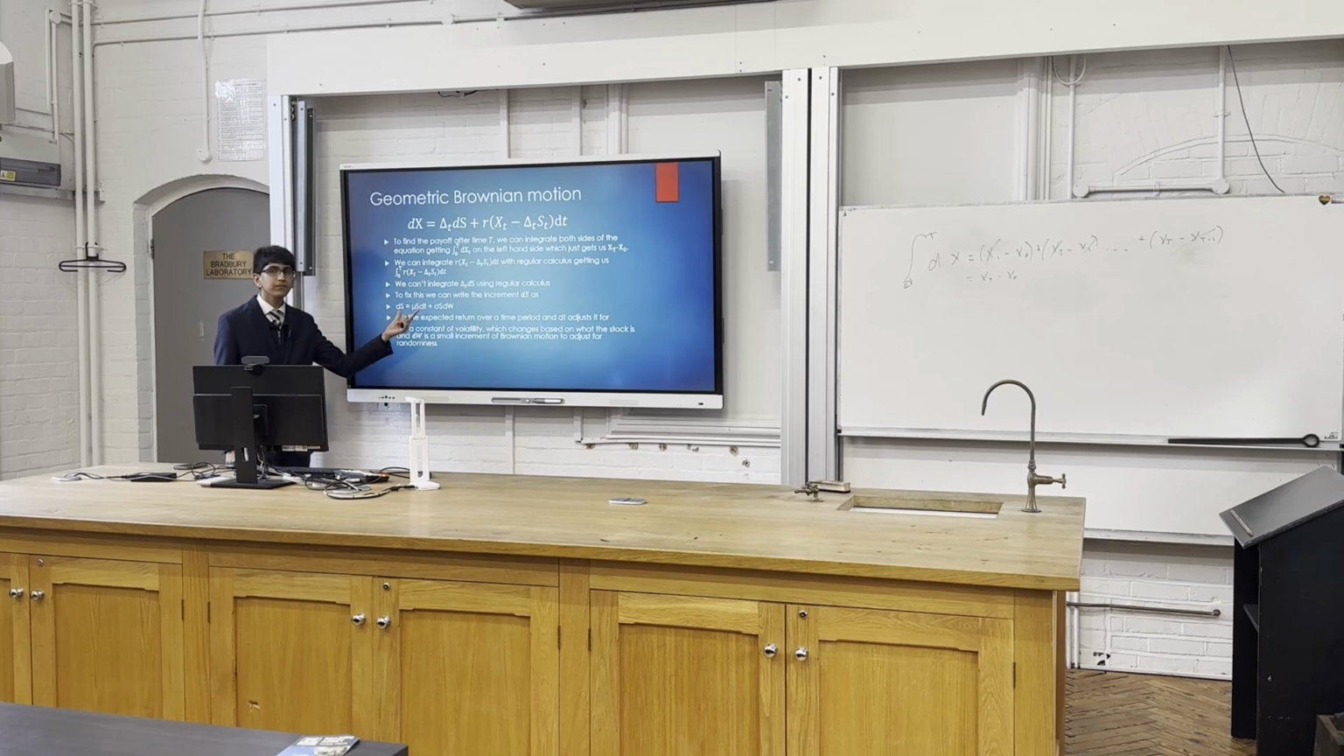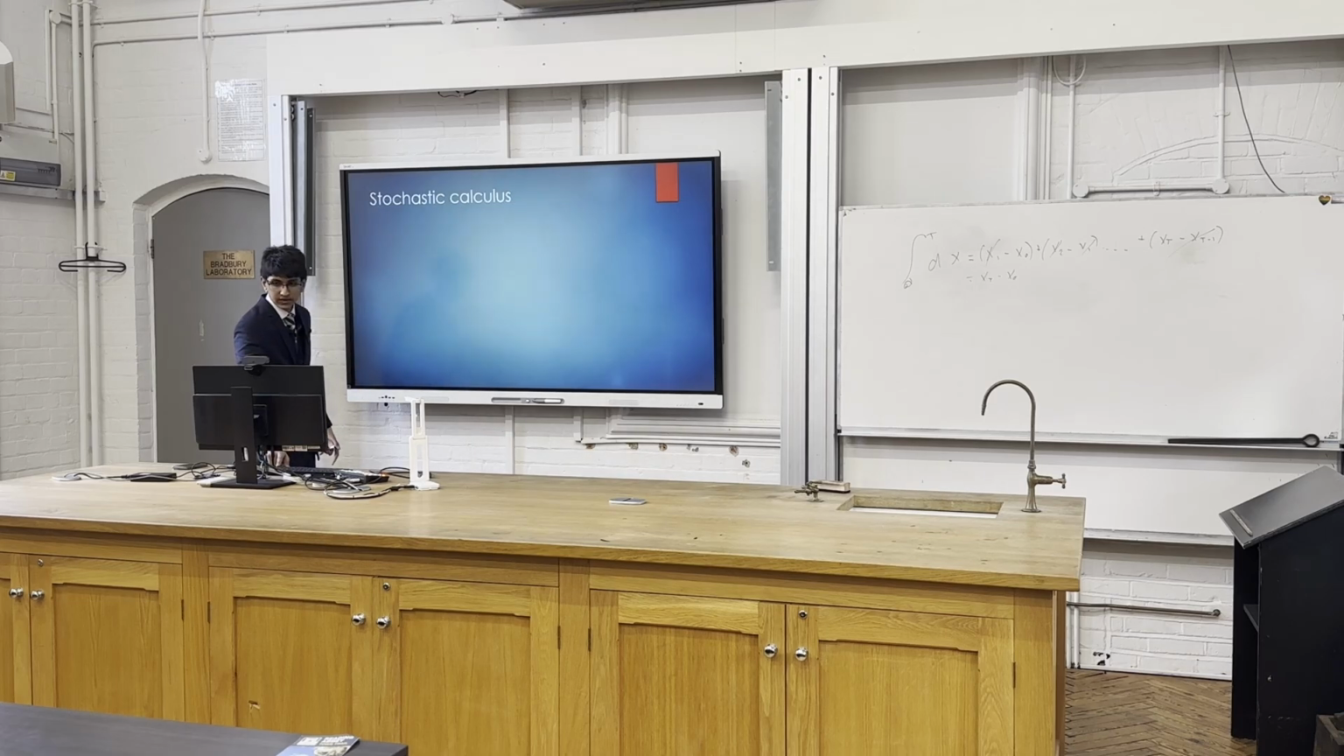So this first term is your expected return. This is what you do based on past data. And this second term is the randomness. It accounts for the randomness of stock prices due to many factors. This is an example of geometric Brownian motion. That's this whole expression.